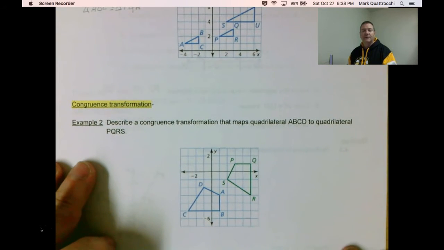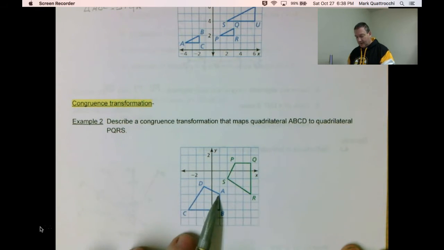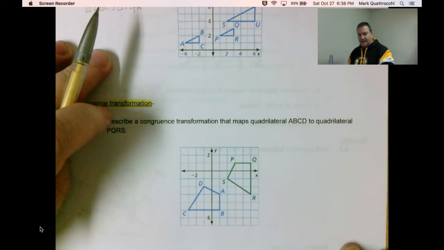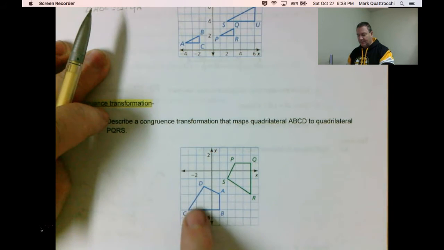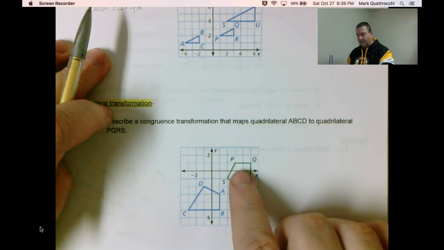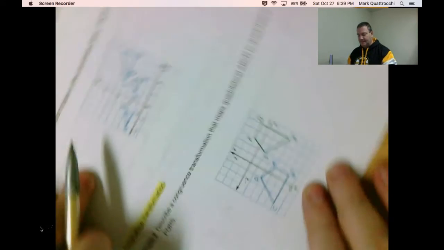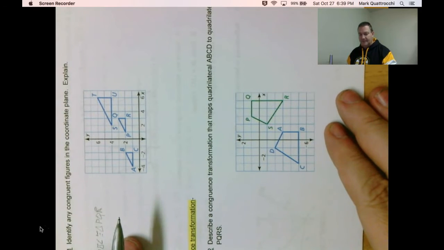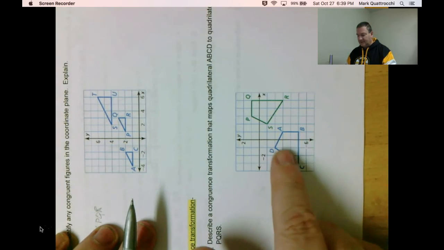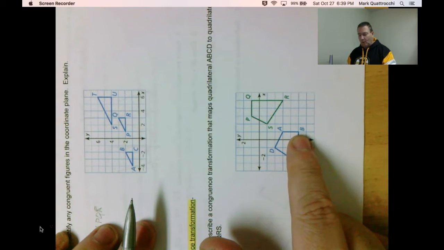Example 2. Describe a congruence transformation that maps quadrilateral ABCD to quadrilateral PQRS. So if we look at ABCD, right now it's mostly in the bottom left-hand quadrant, quadrant 3, a little bit in quadrant 4, and PQRS is mostly in quadrant 4, but a little bit in quadrant 1. If I rotate ABCD 90 degrees, then ABCD is now mostly in quadrant 4 and a little bit in quadrant 1.